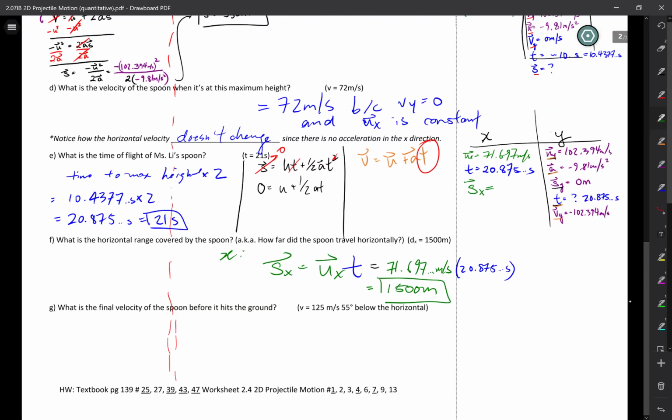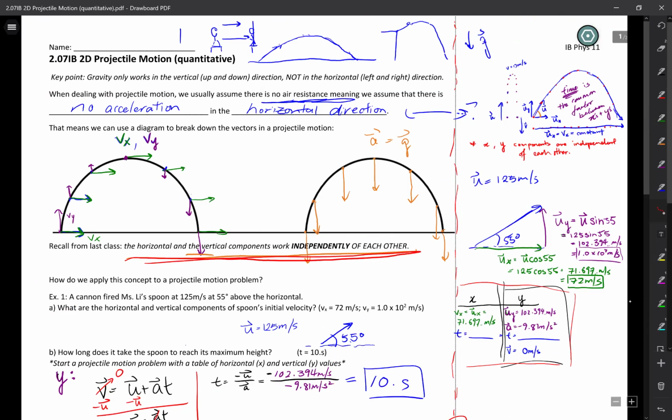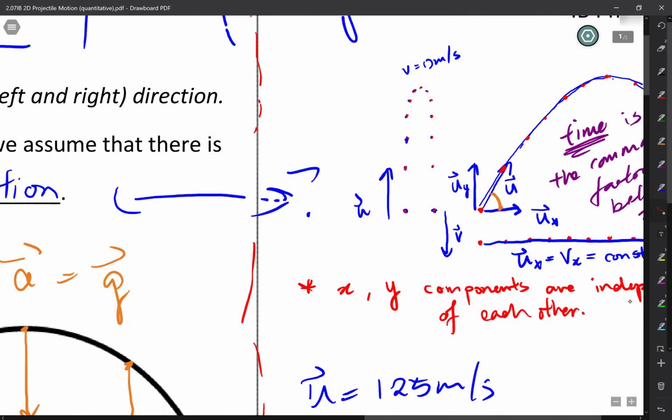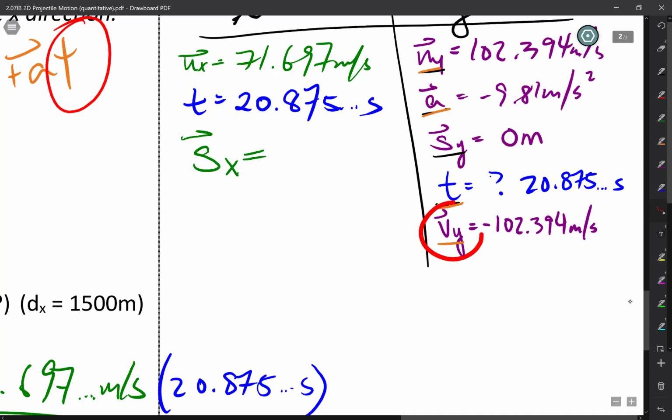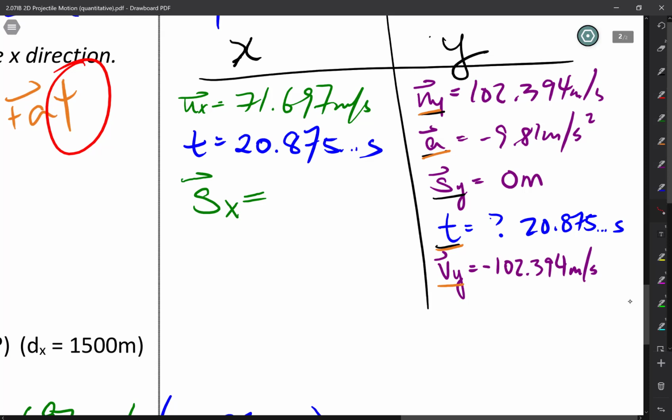Last problem, G. Alrighty, this is the end. So at the very end, we want to find the final velocity of the spoon before it hits the ground. Now, we already know that based on vertical symmetry, the initial velocity going upwards is going to be the same speed, but going downwards. And we've shown that in our previous table where these two values are equal and opposite to each other.